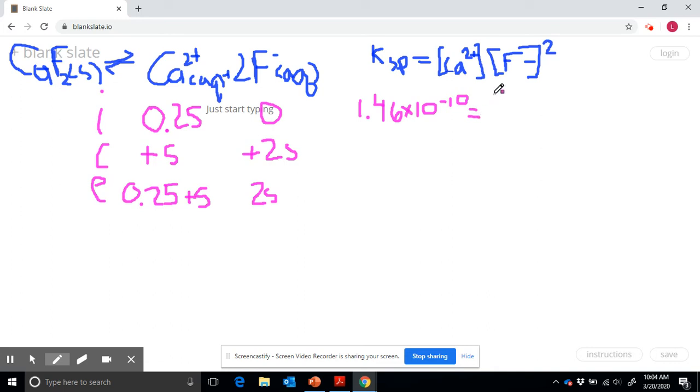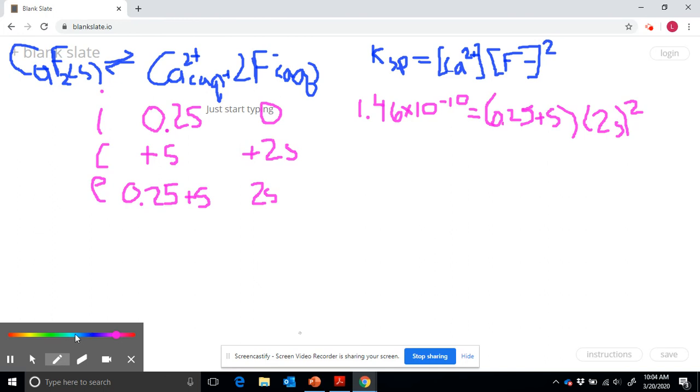It equals, well, we can plug in our calcium, right? We know our calcium is 0.25 plus S, and our fluoride is 2S, and that's going to be squared. We can make the S approximation here if you would like to. So I'm going to go ahead and get rid of this plus S, because we know it's going to be extremely small.